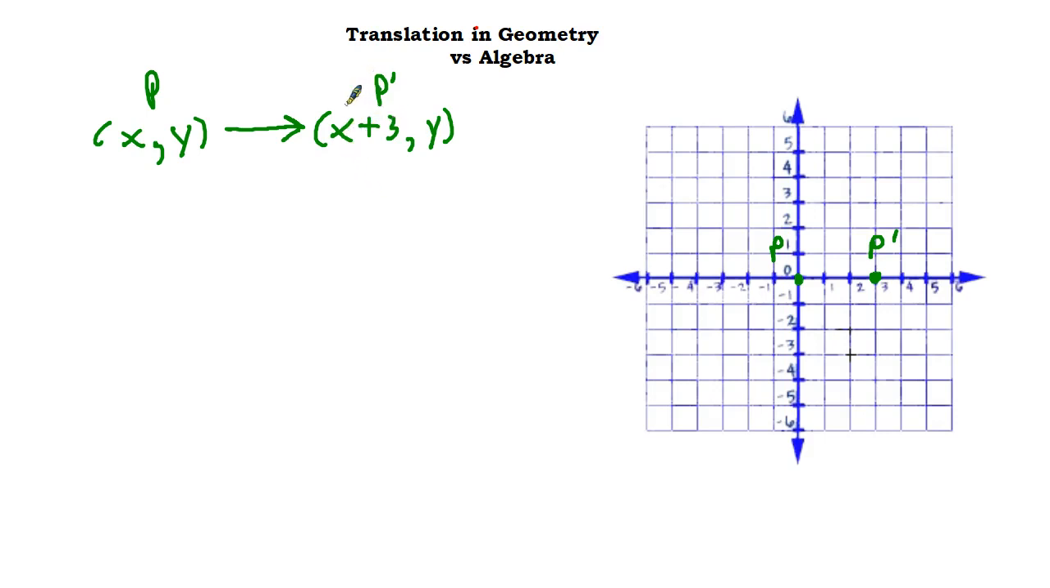If we add 3 to an x-coordinate, we're going to move 3 to the right. The same thing is true with the y-coordinate. If we added 3 to this y-coordinate, if we said y plus 3, we would move up 3.